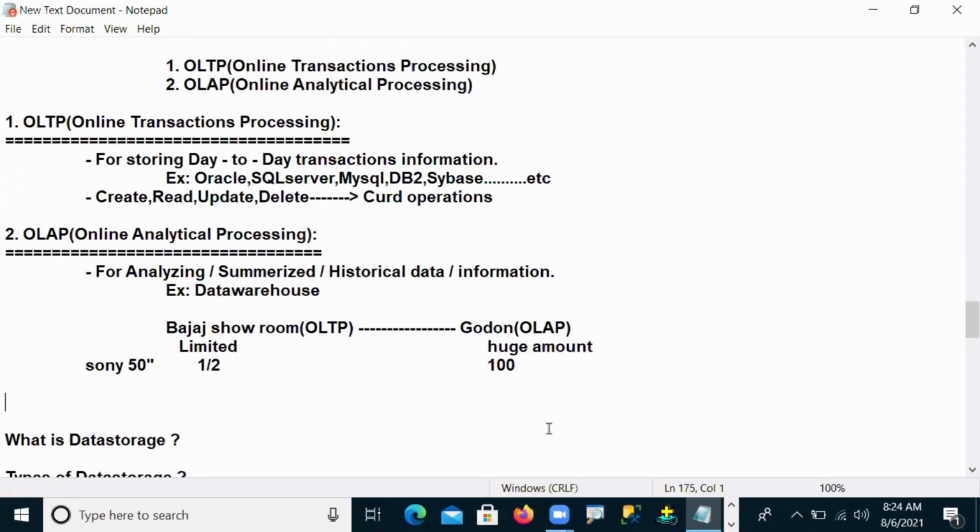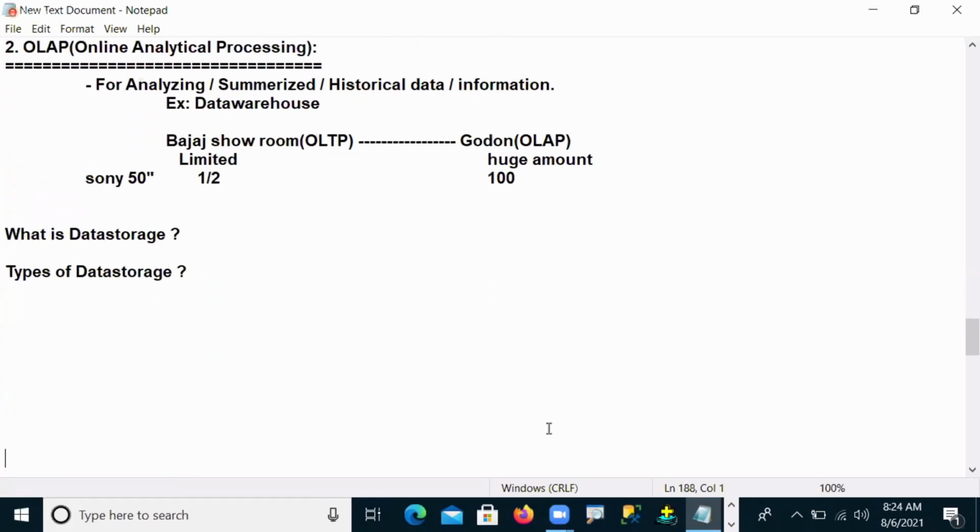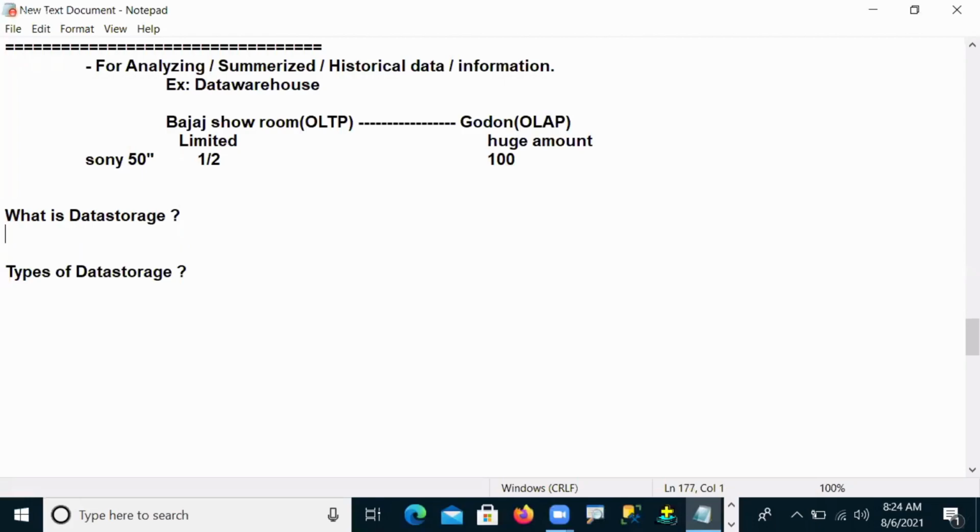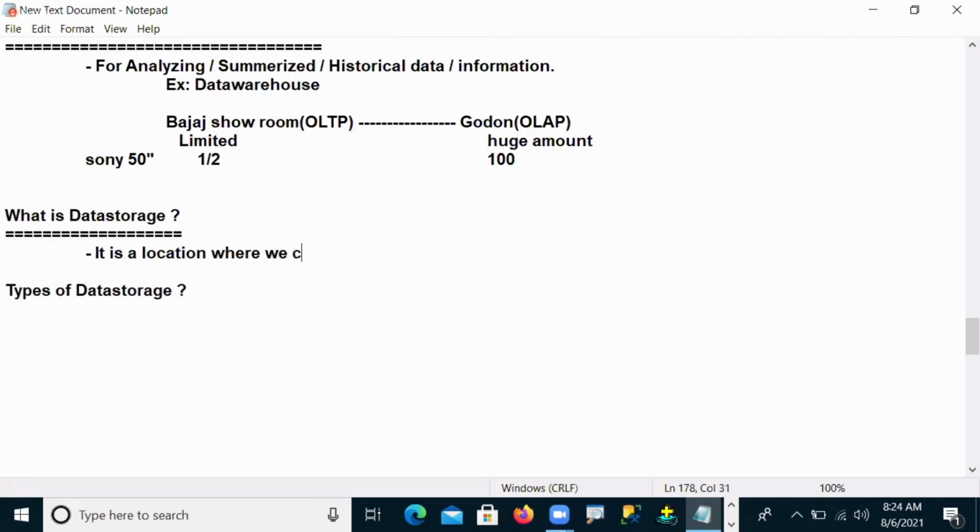Next is data storages and the types of data storages. Data storage is simply a location where we can store data or information. Data storage is nothing but a location where we can store our data or information. There are three types of data storages we have here.